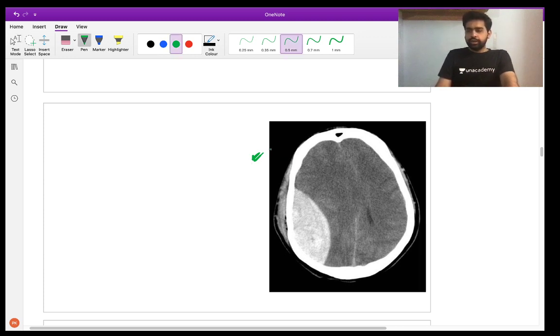What has been shown? Yes, it is EDH. Okay, this is in fact EDH. Now this is a very simple image, but I just wanted this image to go in front of your eyes. So yes, obviously it is an EDH. What is the sign which you get in this?